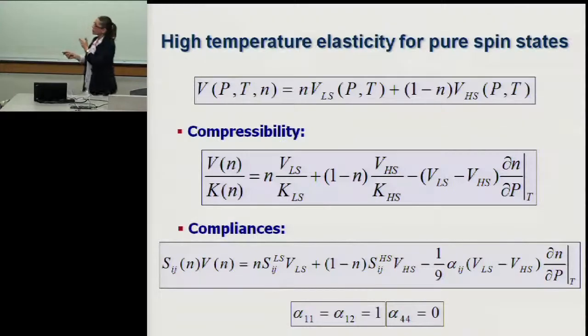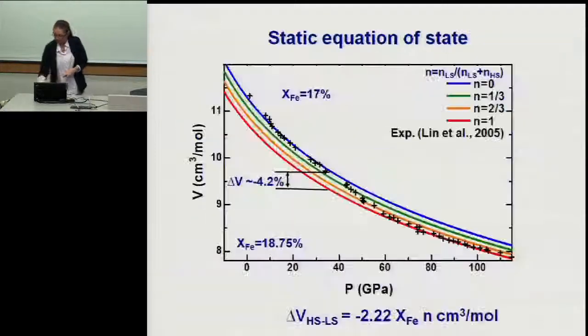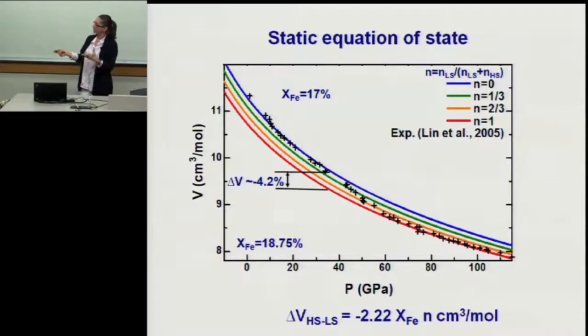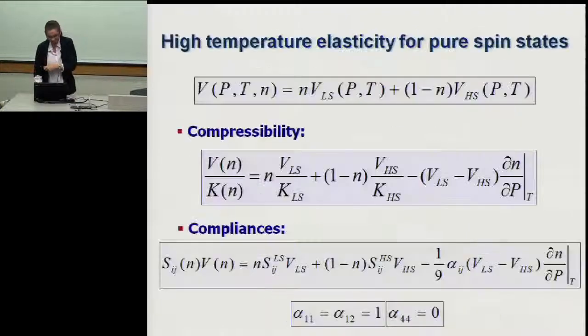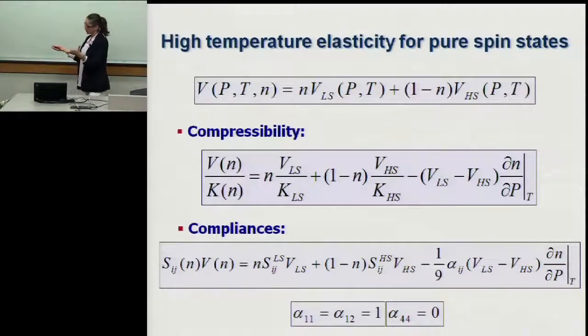Now, the calculation is not easy. The fraction of low spin states varies continuously as a function of pressure. And how do we calculate that fraction? Well, we have to minimize the free energy of the solid solution containing all spin states as a function of pressure and temperature to obtain that fraction. So we need a thermodynamic model for this system.